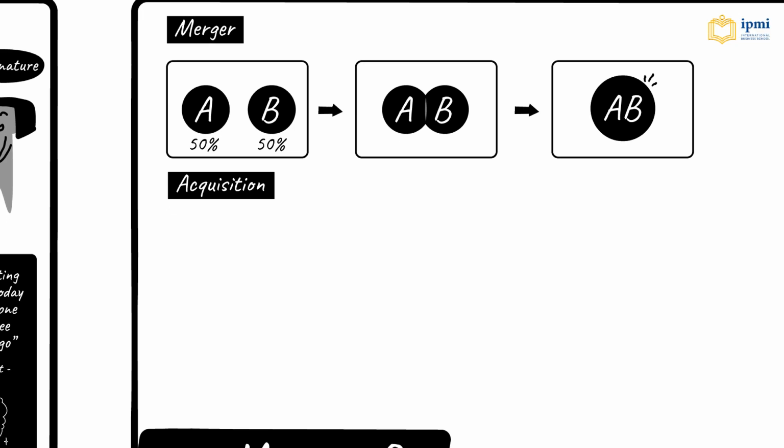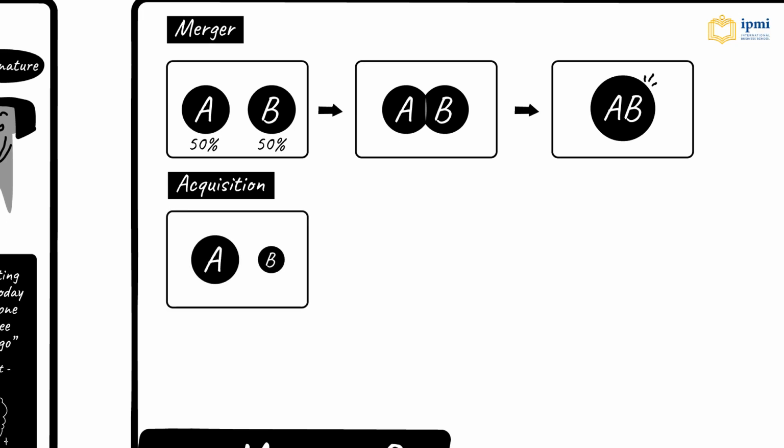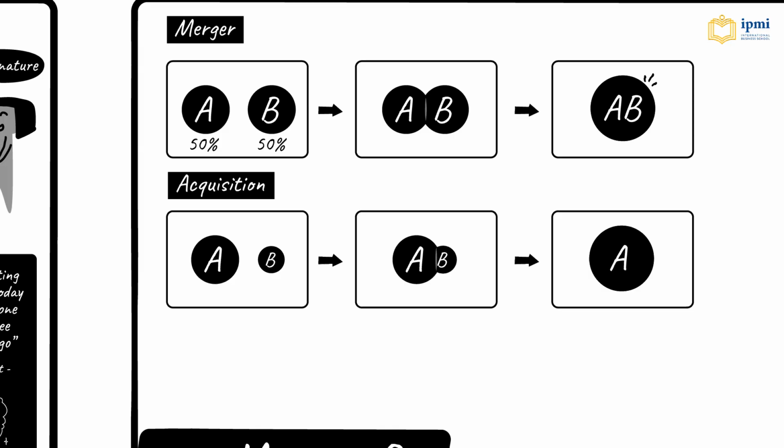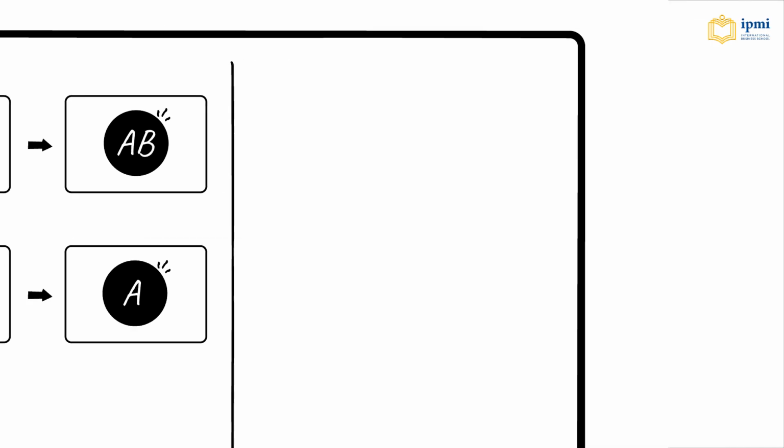Acquisition: one company, the acquirer, purchases another company, the target, and takes control of its assets and operations. The target company typically ceases to exist as a separate entity. Usually, the term acquisition is used when one of the companies is dominating in terms of scale. I will give you an example.